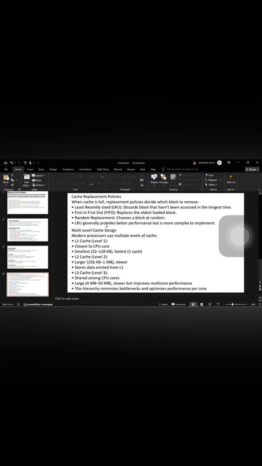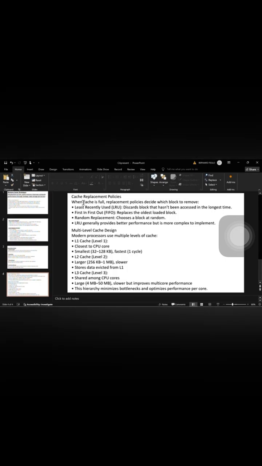And now let's come to the last one, which is the cache replacement policies. When a cache is full, there are replacement policies which decide which block to remove. So first we have the least recently used. It discards blocks that haven't been accessed in the longest time. So blocks that have not been used for a long period of time are removed or discarded.